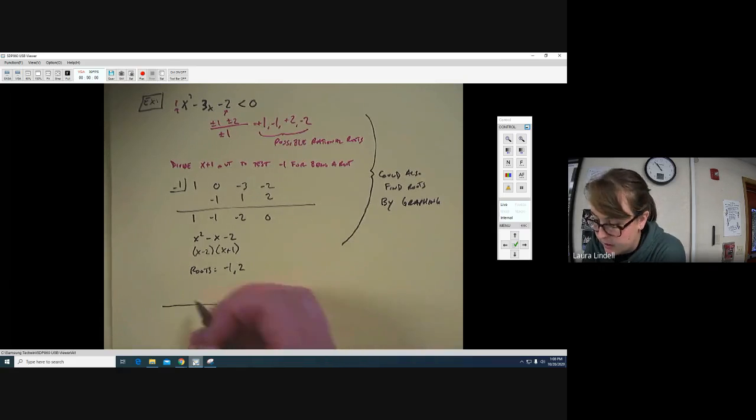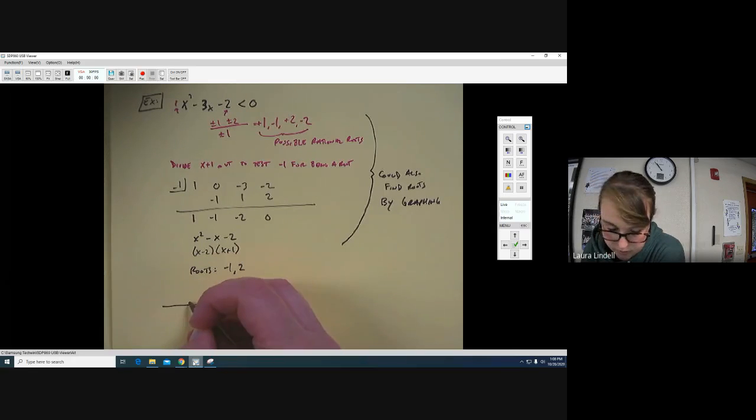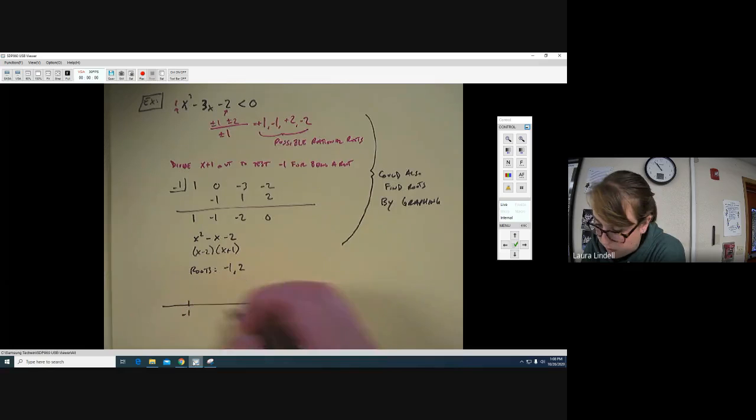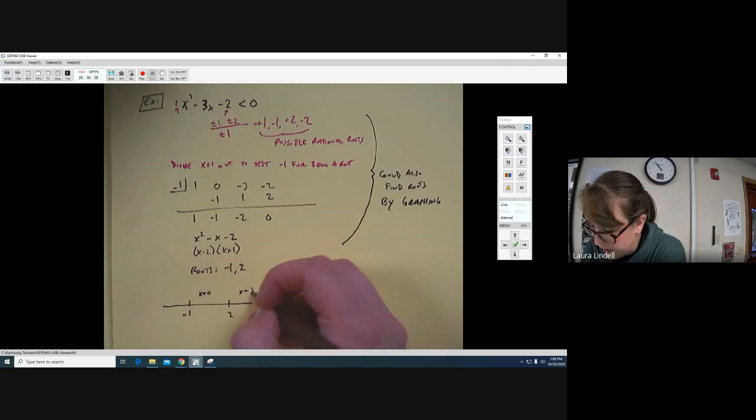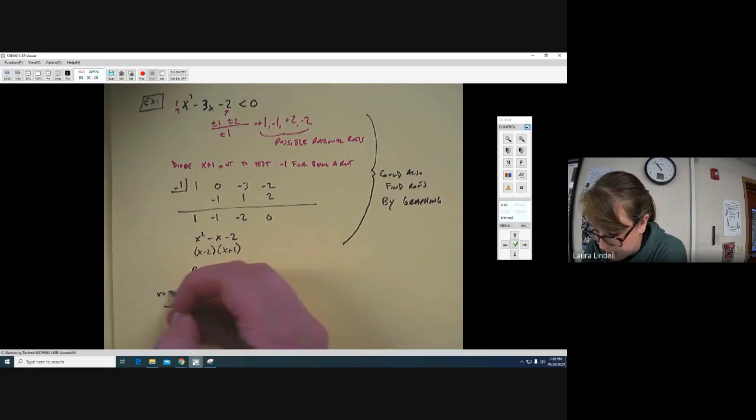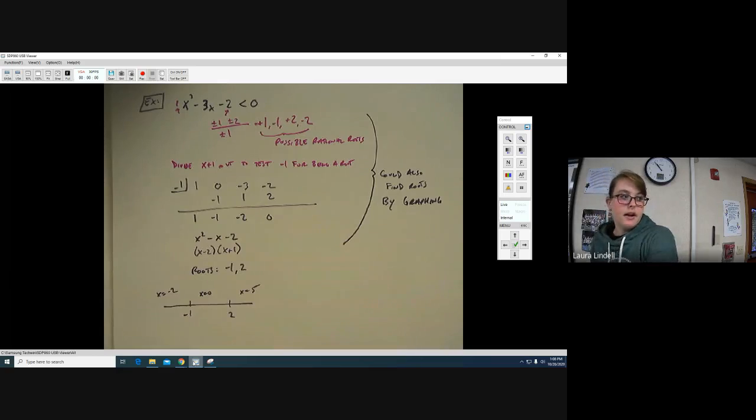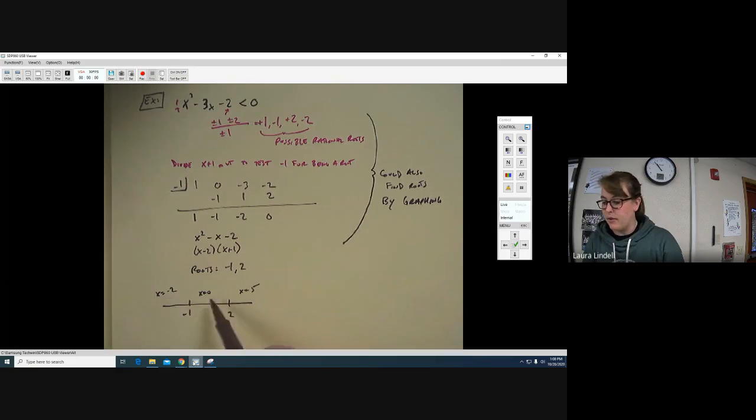We make the sign chart. We add our zeros at -1 and +2. So I'm going to plug in x equals 0 here, x equals 5 here, and x equals -2 here, since those are values that are within those ranges: less than -1, between -1 and +2, and greater than +2.